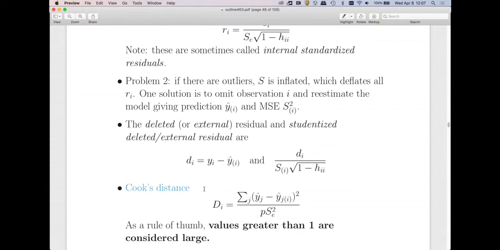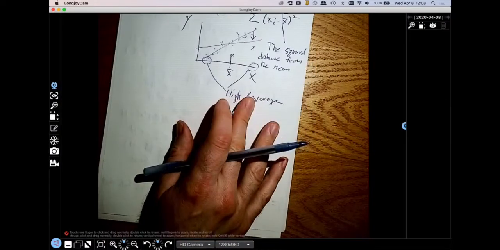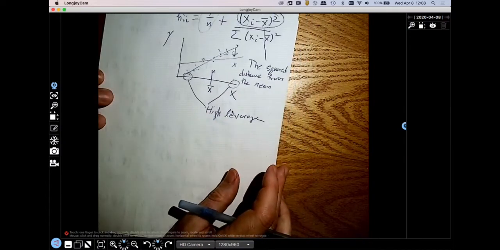The last thing that I want to mention with this, though, is Cook's distance. Cook's distance is perhaps the most important diagnostic that we have that uses these y hat values predicted without an observation. So to illustrate all of this, I'm going to go over to my scratch pad for a second and just draw a picture for you.